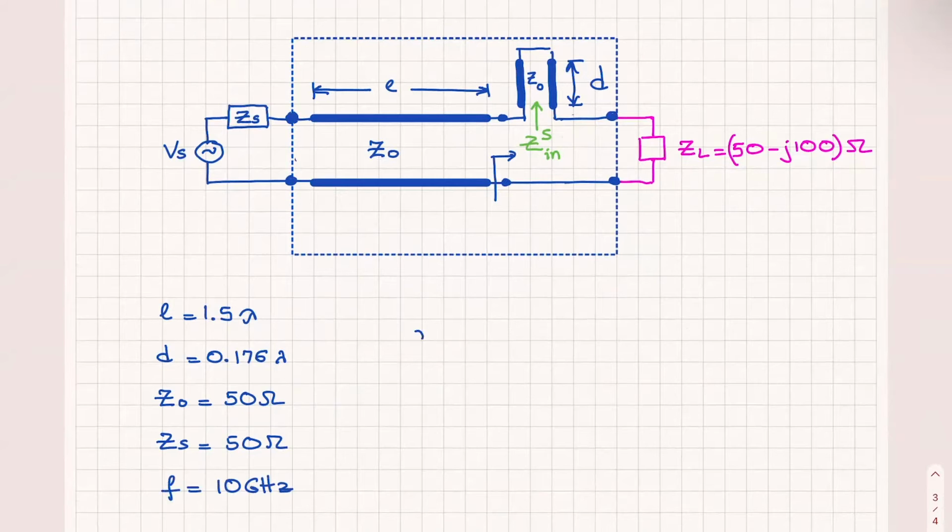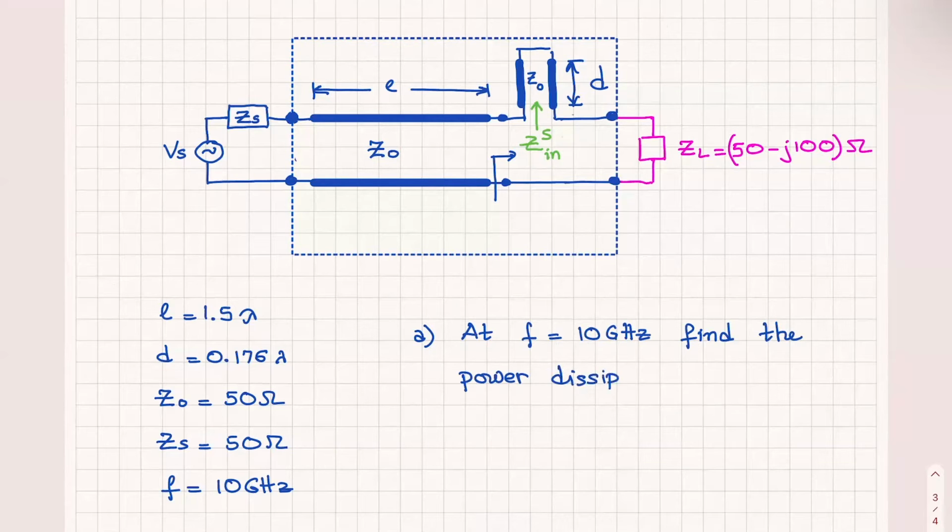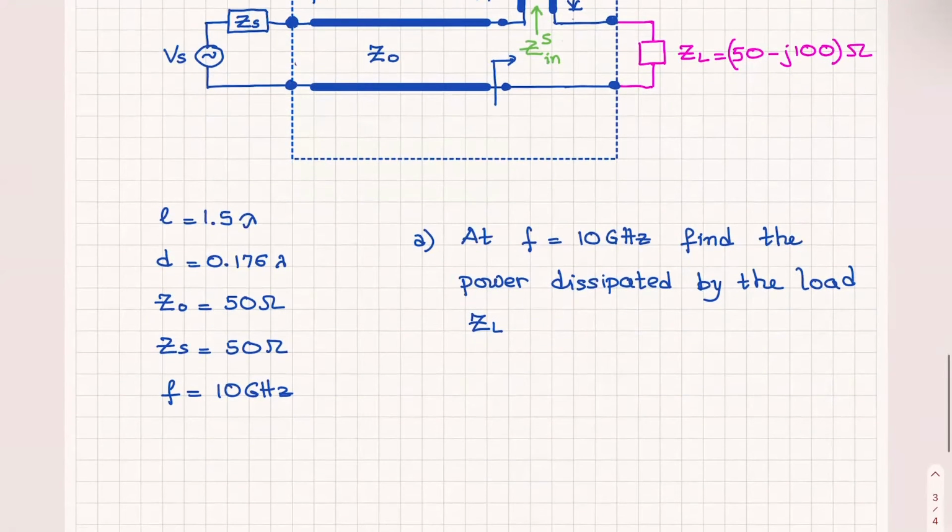So A, at F equals 10 gigahertz, find the power dissipated by the load. Okay. And then I will continue with B.